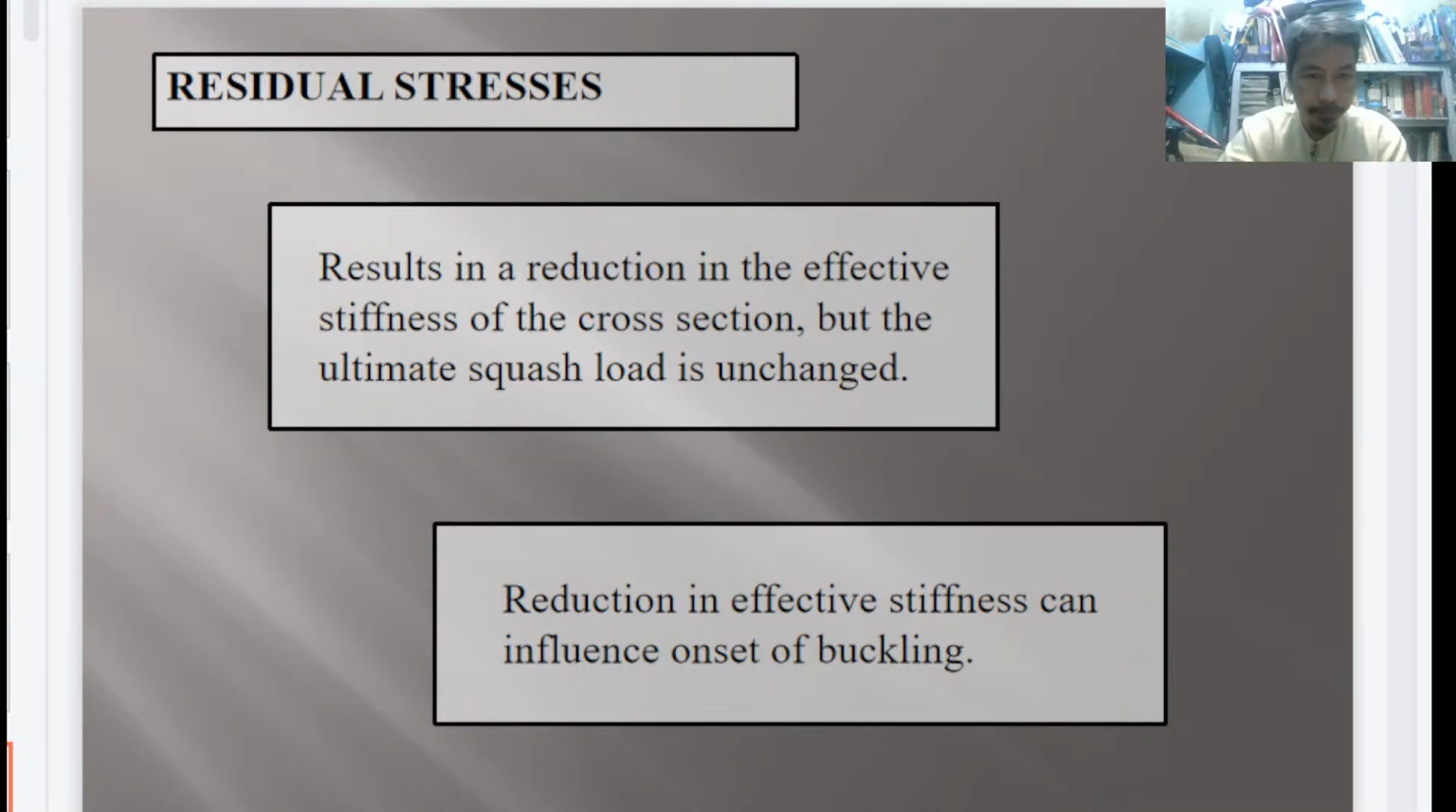Residual stresses result in a reduction in the effective stiffness of the cross-section. A continuous accumulation, very little by little, of residual stresses, but the ultimate squash load is unchanged. A reduction in effective stiffness can influence the onset of buckling. So if the effective stiffness is decreasing, what direct effect does it have on the starting of buckling?